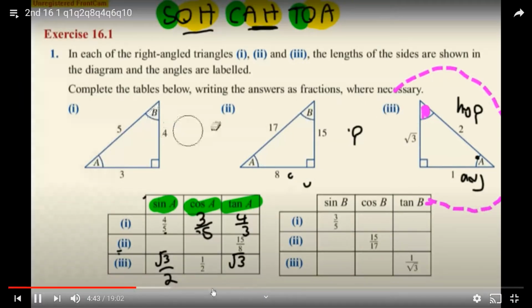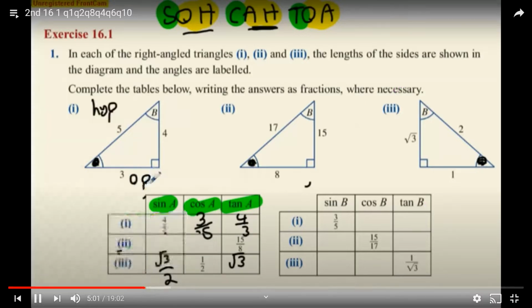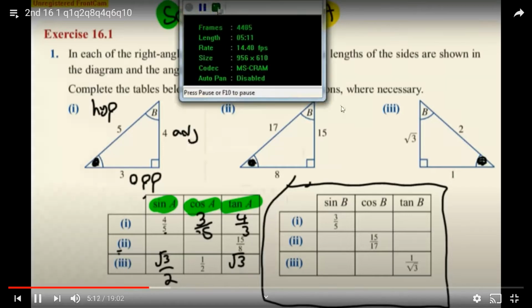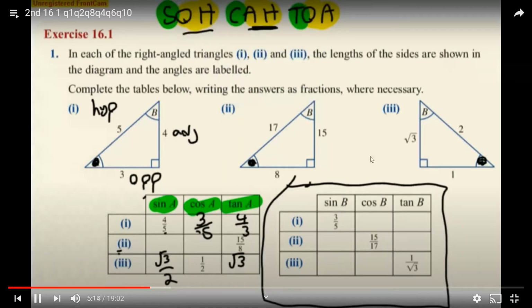Okay. Now we're going to move on to angle B's. We're looking at angle B this time. You see, angle B is looking at the 3, so 3 is opposite B, hypotenuse is still 5, and the adjacent is now 4. So what can we do regarding sine B? Well, we're going to label off all three of them here now.